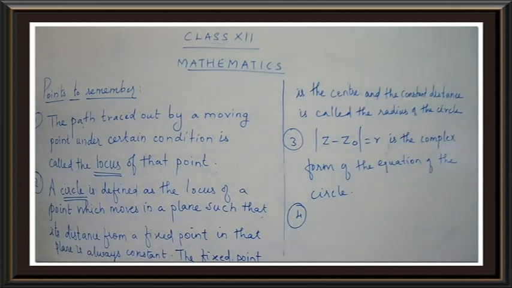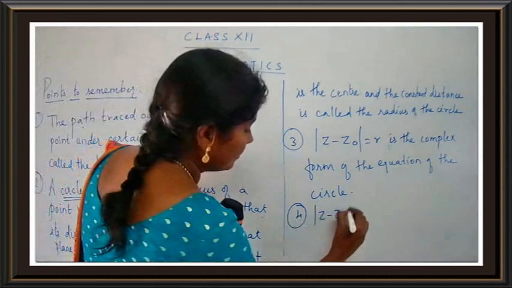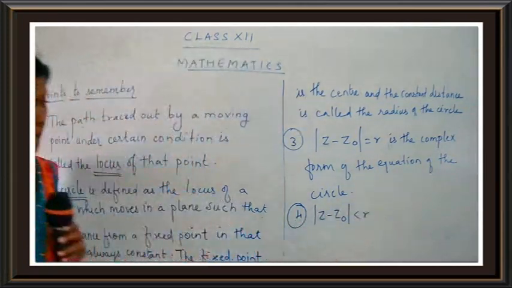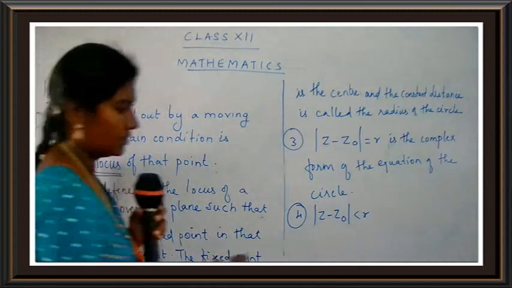Take our next two more points, children. Modulus of z minus z naught less than r represents the points interior of the circle.